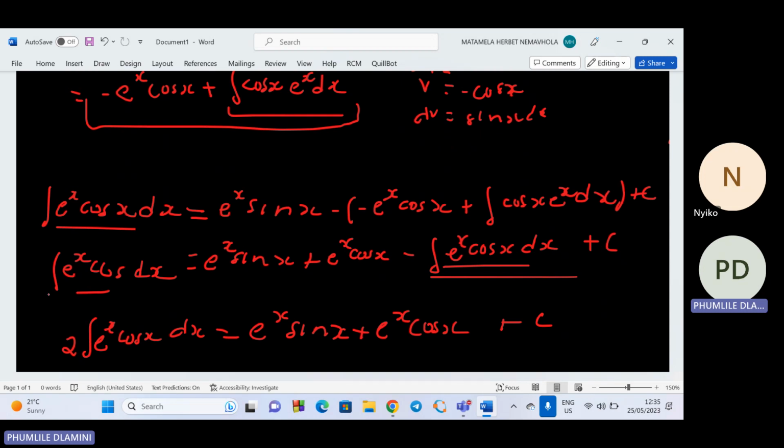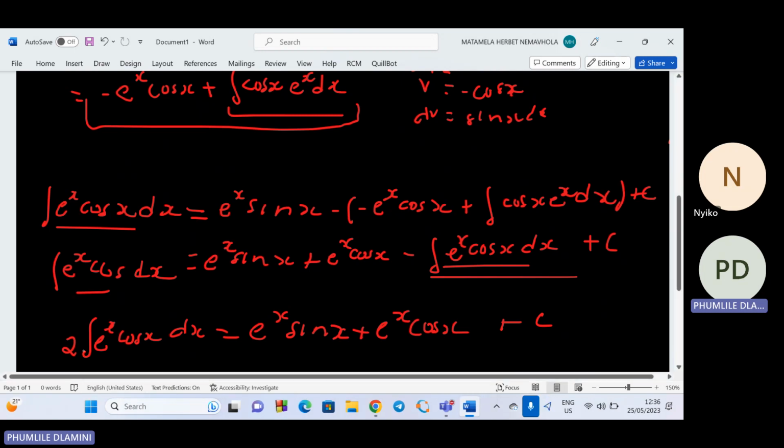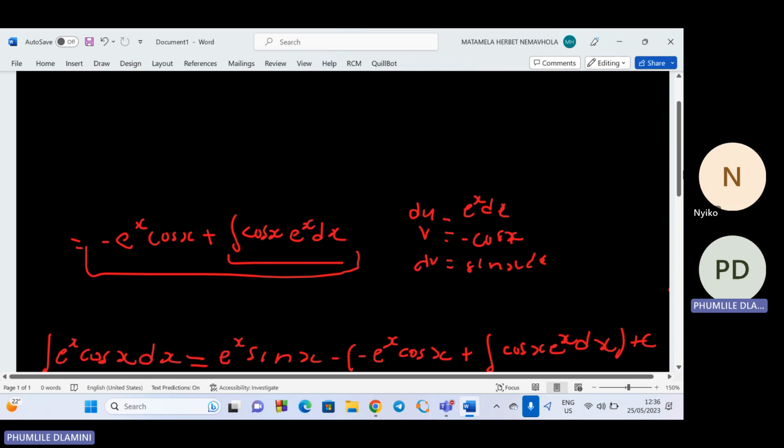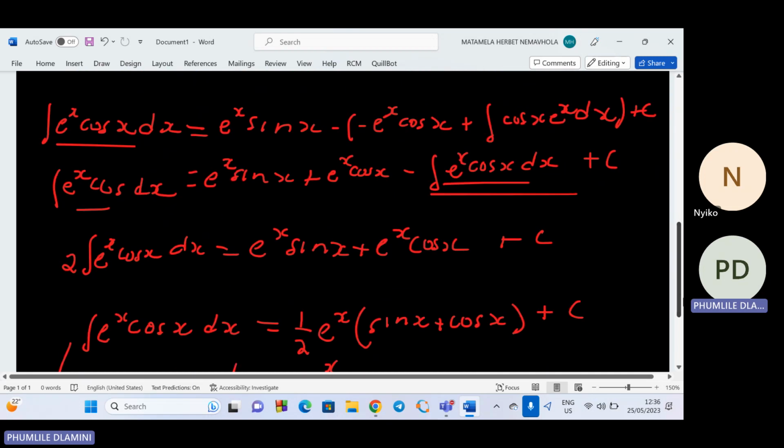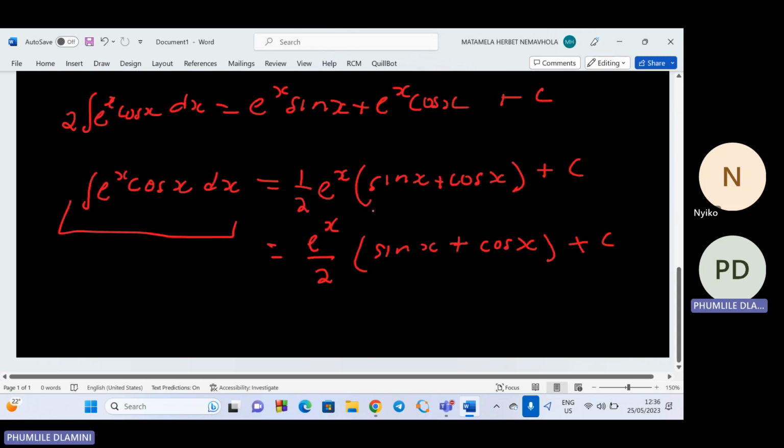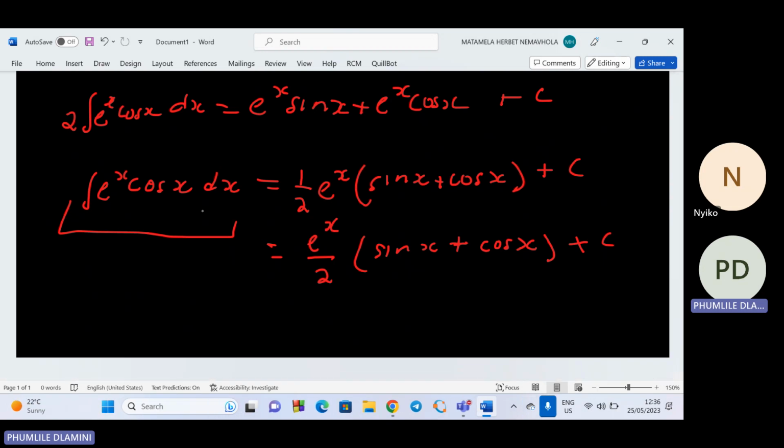When we take it to the other side, to the left side, the sign changes, then it is going to be 2. This one plus this one is going to be 2 times the integral of e to the power x cos x dx. Then we divide by 2. When we divide by 2, we get these results. So the integral of e to the power x cos x dx equals e to the power x over 2, just by factorizing or simplifying like that. So any questions?